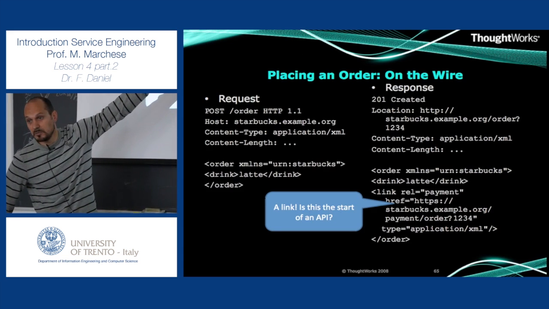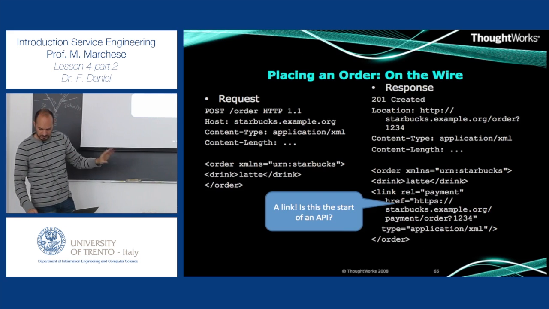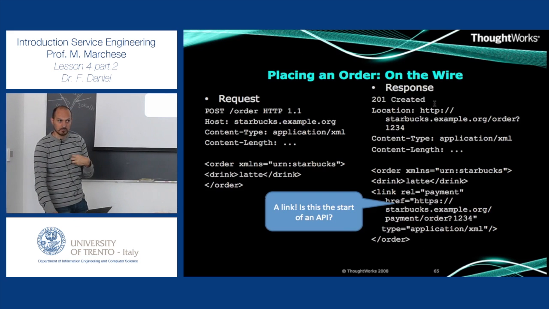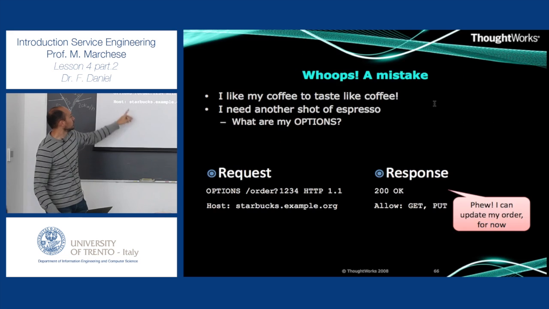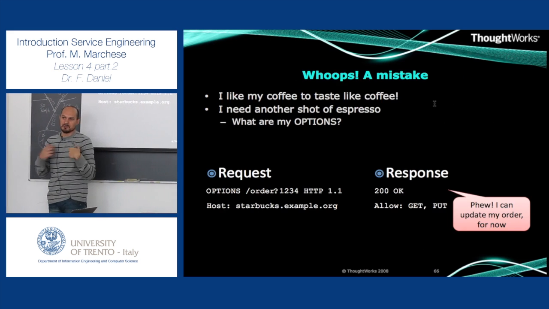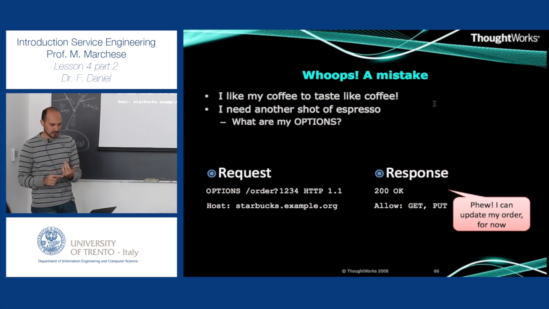Over there, the second part is the location. This is the URL of our order. This is what we need to use from now on in order to talk to our order. Here we do an OPTIONS on this order URL, and we get back that we can do GET and PUT. GET is when we are allowed to read what we ordered, fine. But we can PUT. PUT means we can update it.